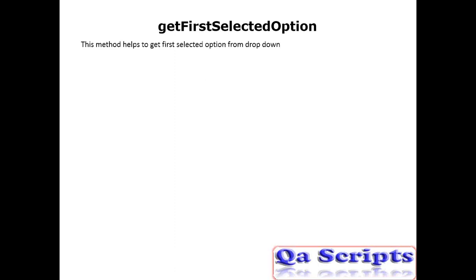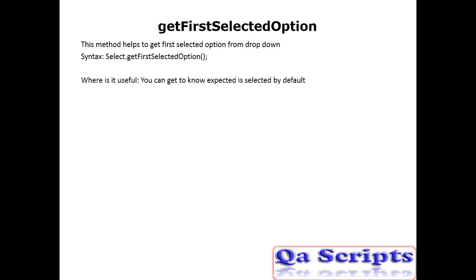getFirstSelectedOption. This method helps to get the first selected option from the drop down. Suppose if one value is already selected before you navigate to the current page, then you can use first selected option. This will return the already selected option from the drop down. How can we use the getFirstSelectedOption method? Use object.getFirstSelectedOption. Here is the syntax. Where to use? Yes, as I was telling you, it will help us to return the selected value by default.